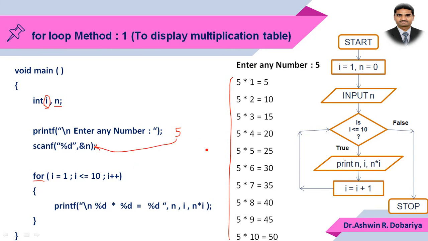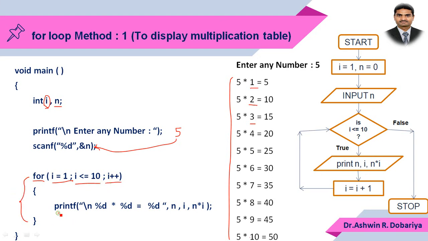Now, we know that in a multiplication table we have to execute this loop 10 times, 1, 2, 3, 4, up to 10 times. So that's why I have initialized I is equal to 1, then I less than 10, and I plus plus. It means this loop will execute 10 times.